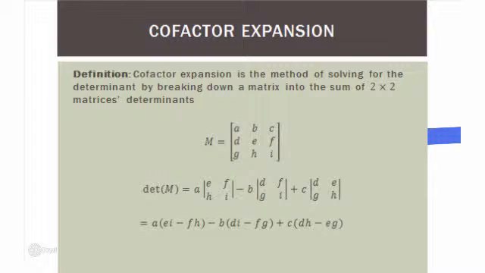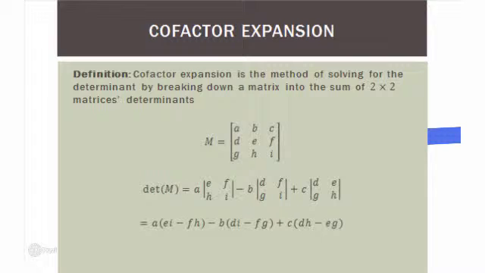So we're going to start in the top left with A. That's going to be our coefficient there. And then we'll cover the row and the column that A is in, and that'll leave us with the matrix EFHI. So it'll be A times the determinant of EFHI.